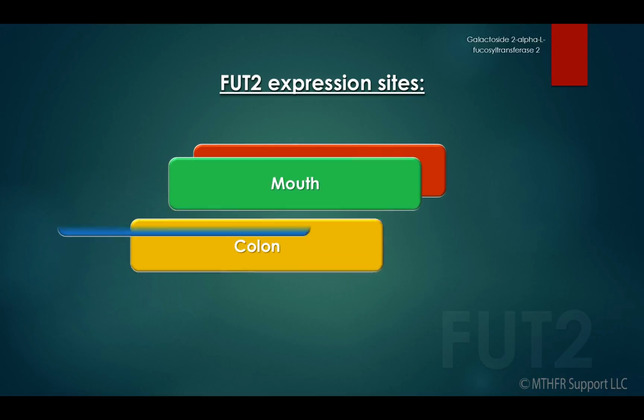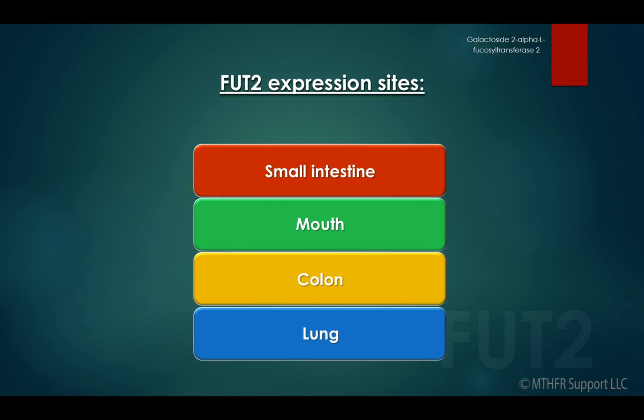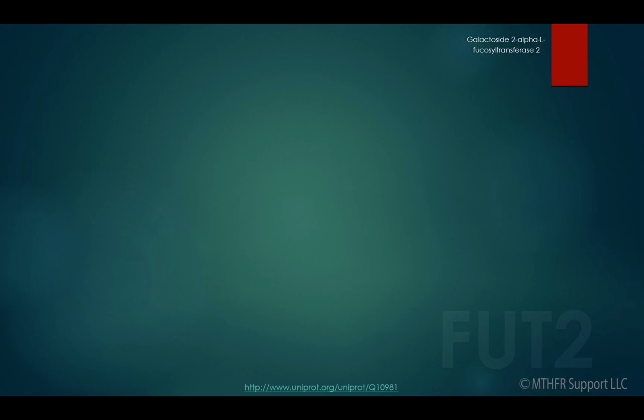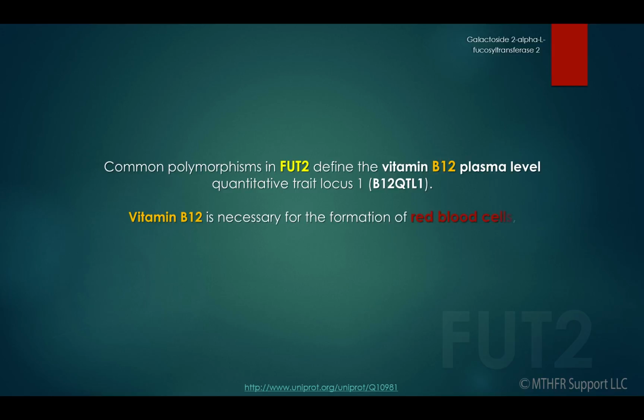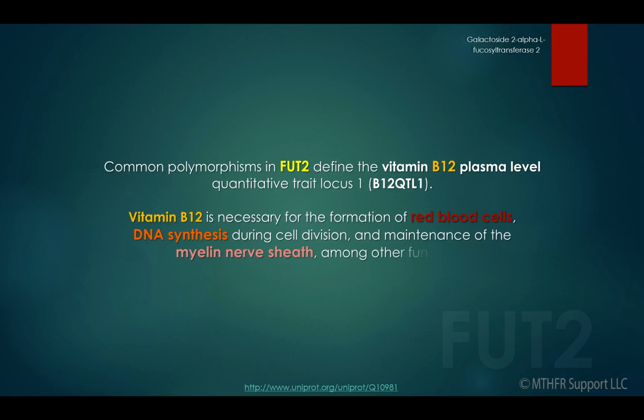FUT2 is expressed in the small intestine, mouth, colon, and lung. Common polymorphisms in FUT2 define the vitamin B12 plasma level quantitative trait locus 1, B12QTL1. Vitamin B12 is necessary for the formation of red blood cells, DNA synthesis during cell division, and maintenance of the myelin nerve sheath, among many other functions.